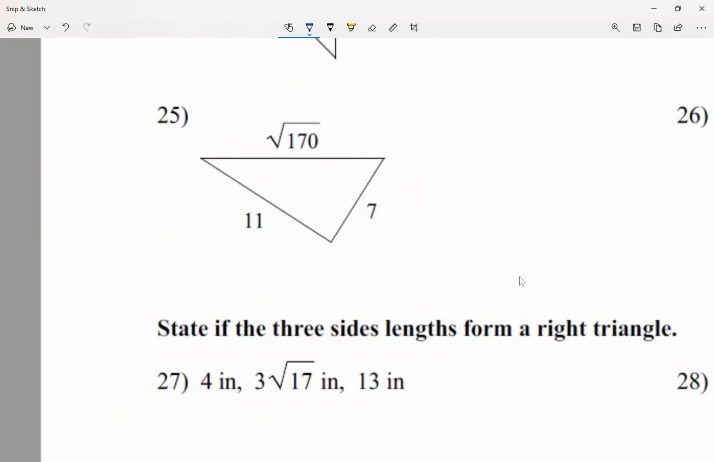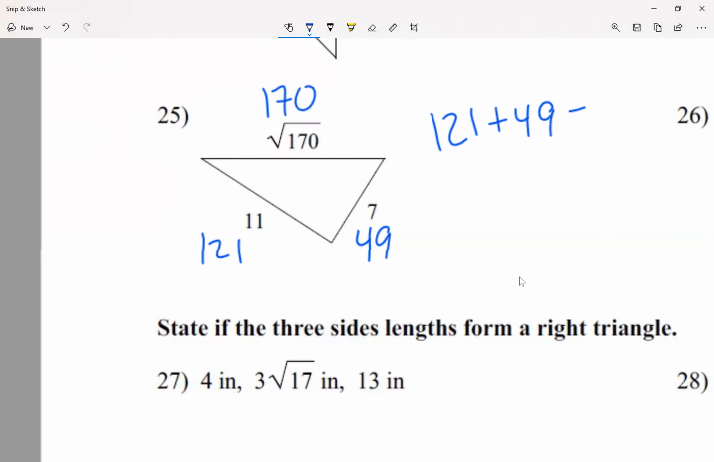Let's take a look at number 25. Let me square each of my numbers. So 11 squared is 121. 7 squared is 49. The square root of 170 squared is 170. So let me add the two small numbers, 121 plus 49. And my question here is, is this equal to 170? 121 plus 49 is 170. So yes, that is a right triangle.